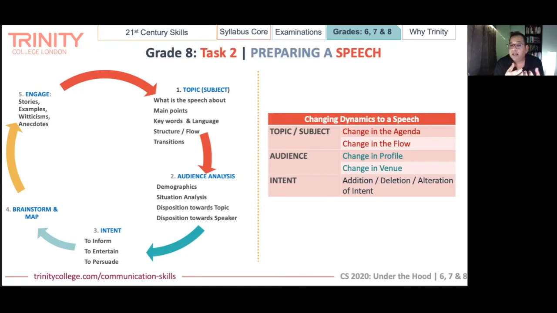Or again, the audience: has the venue changed? Has something new happened with the audience? In the case of the intent, has there been an addition or a deletion or an alteration of one of the reasons why we were giving the speech in the first place? So you will get an idea of the possible changing dynamics.